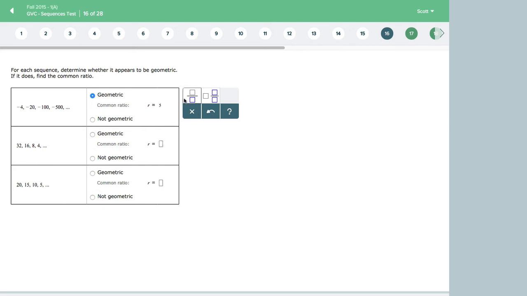Our ratio is, and remember, ratios always need to be a fraction. Oh, I got to click this first. It is geometric. The ratio needs to be a fraction. It's 1/2, or 0.5. Okay? Minus 5, minus 5, minus 5, that's arithmetic, not geometric.